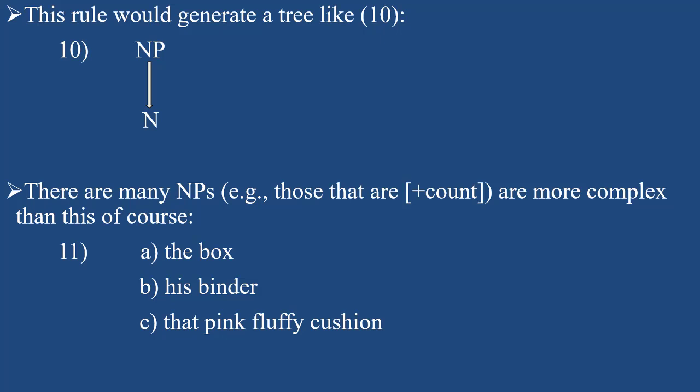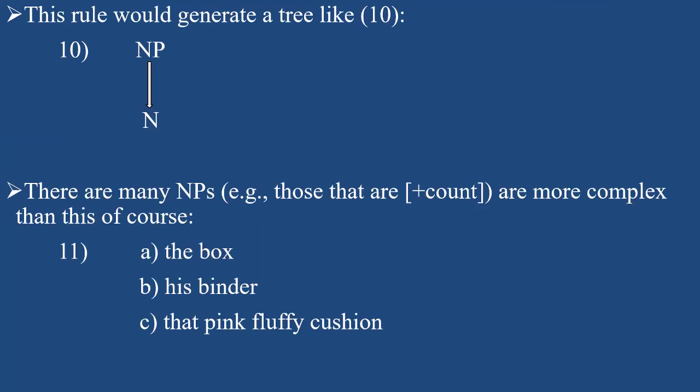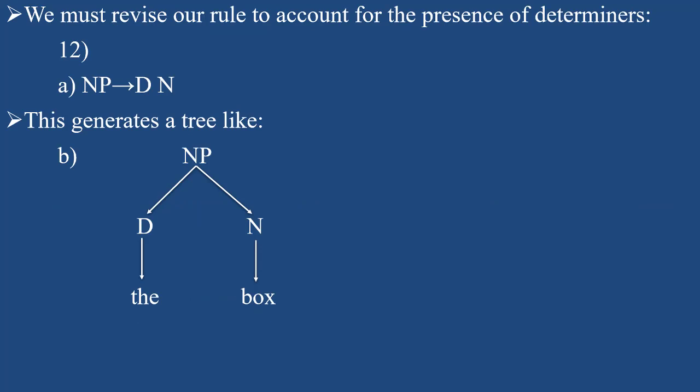The first one in 11a consists of two words, the second also two words, but look at the NP in C, that pink fluffy cushion. So how can we represent this one? We must revise our rule, because we said earlier that an NP consists at least of a noun. Now we may have more than that. Like in A, we have the box, so we have a determiner and the noun. So the NP consists of a determiner and the noun. That's how we revise our rule.